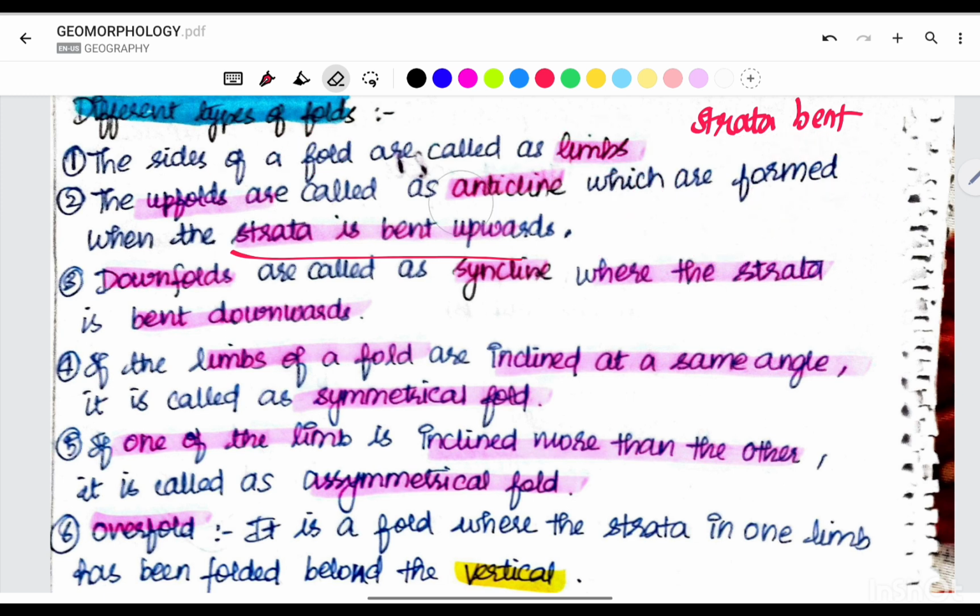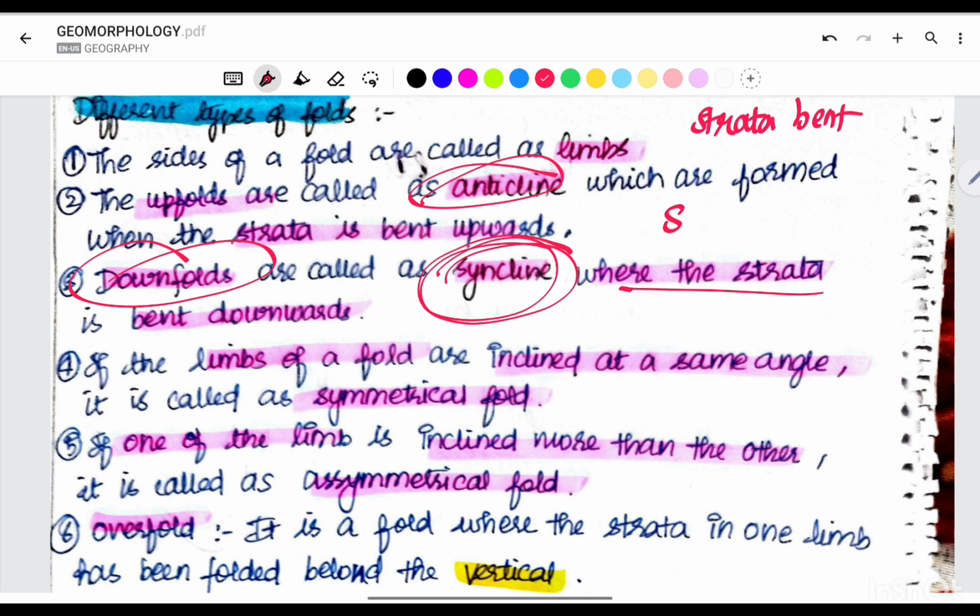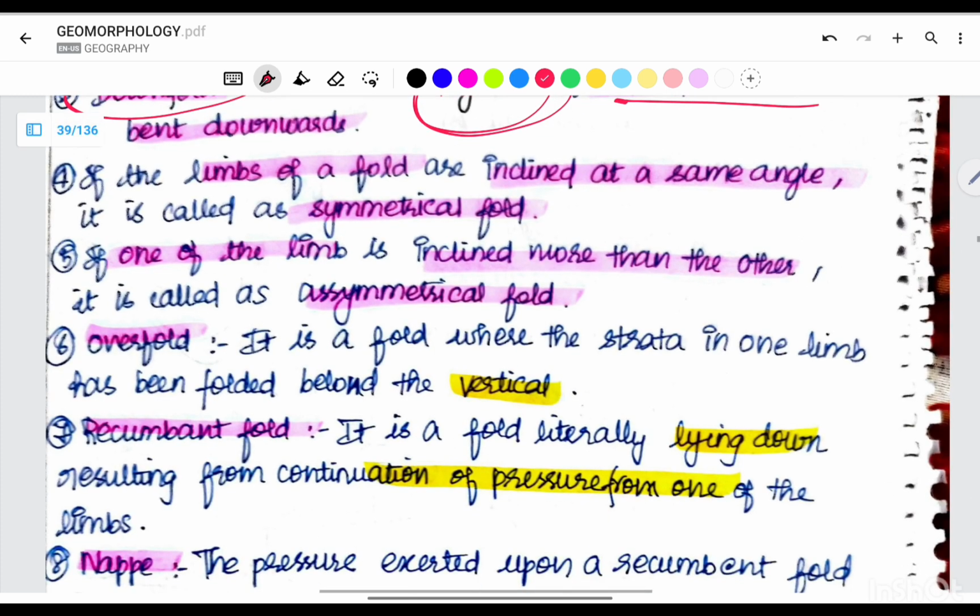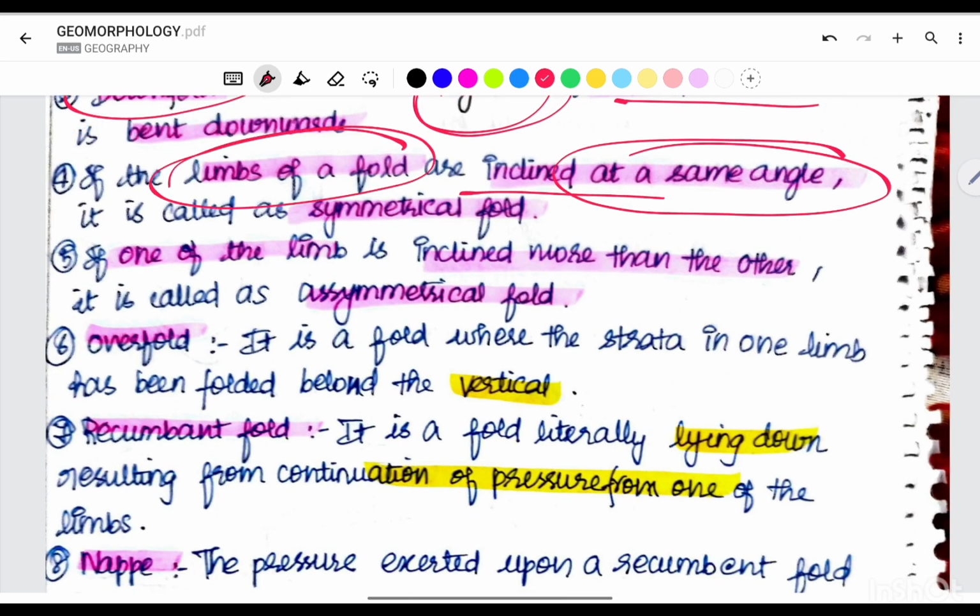When it is bent upwards, it is called an anticline, and a downfold is the syncline. Anticline and syncline: when the strata is bent downwards, we call it the syncline. When the limbs of the fold are inclined at the same angle, it is called a symmetrical fold.